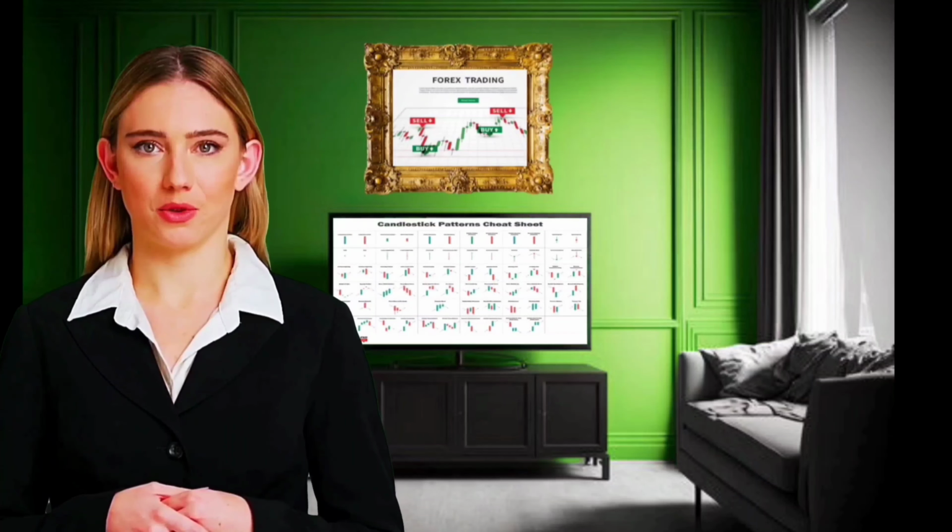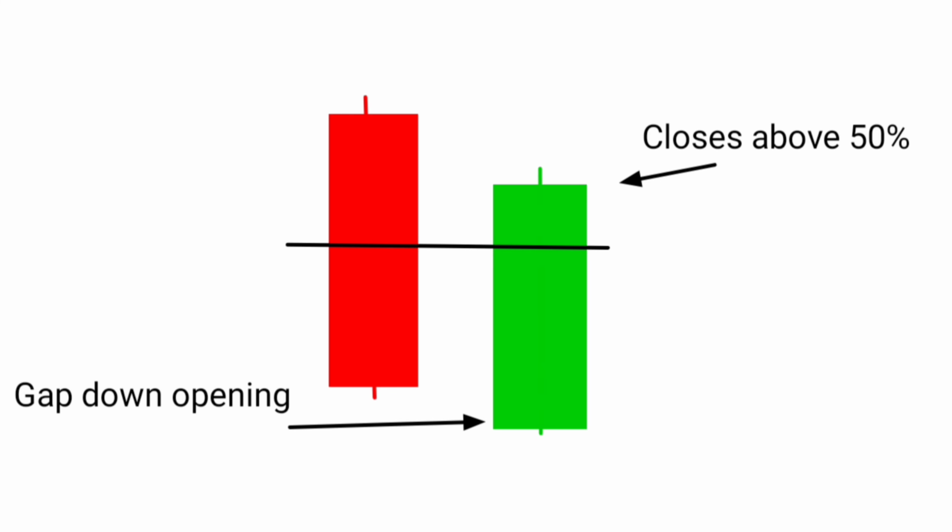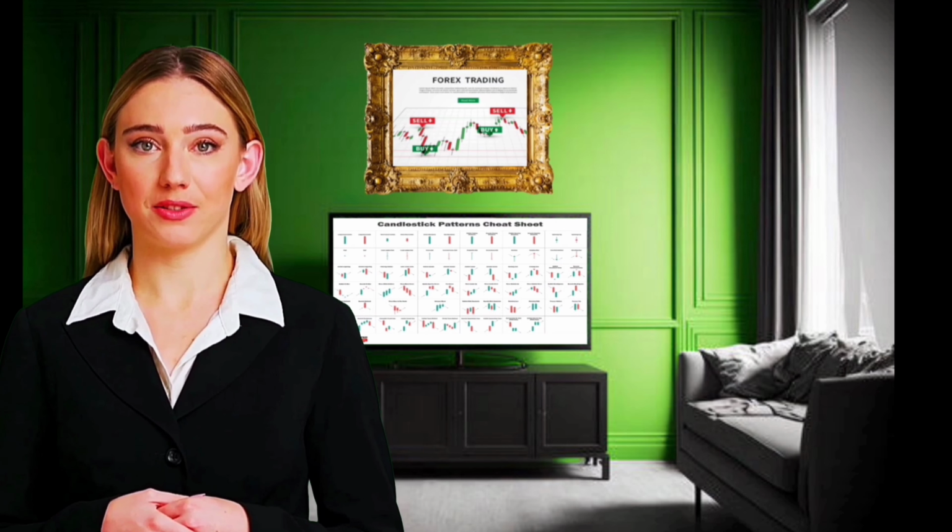The piercing line is a bullish candlestick pattern that occurs after a downtrend. It's characterized by a large bearish candlestick followed by a large bullish candlestick that closes above the midpoint of the first candlestick. The pattern signals a potential trend reversal, as the second candlestick shows that buyers have entered the market and are pushing prices up.